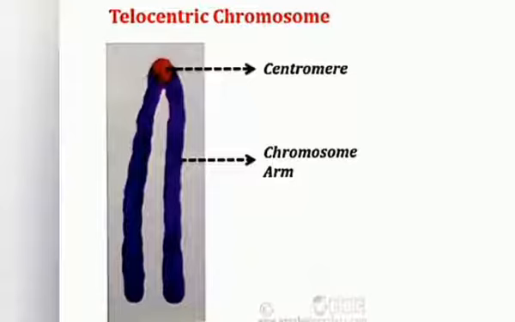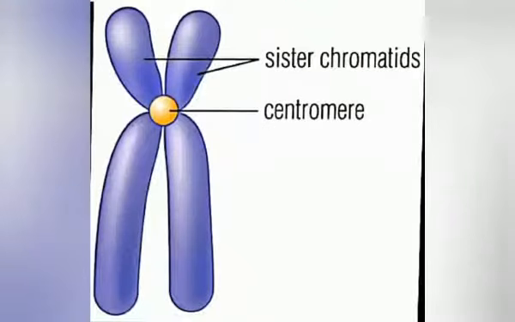In the beginning of cell division, each chromosome consists of two genetically identical copies of thread attached with each other, called chromatids or sister chromatids.